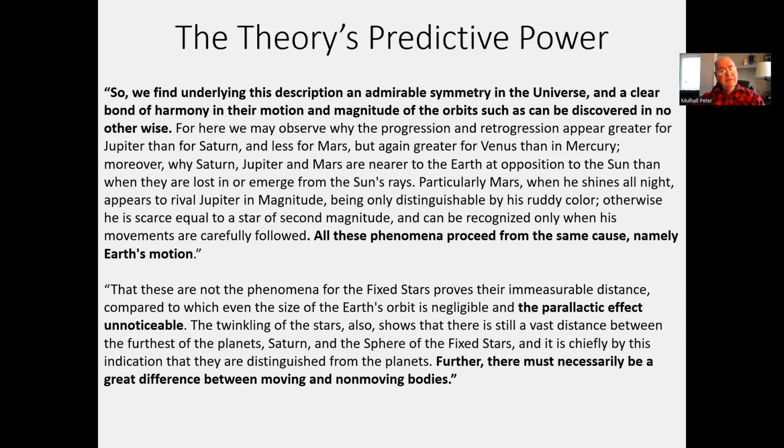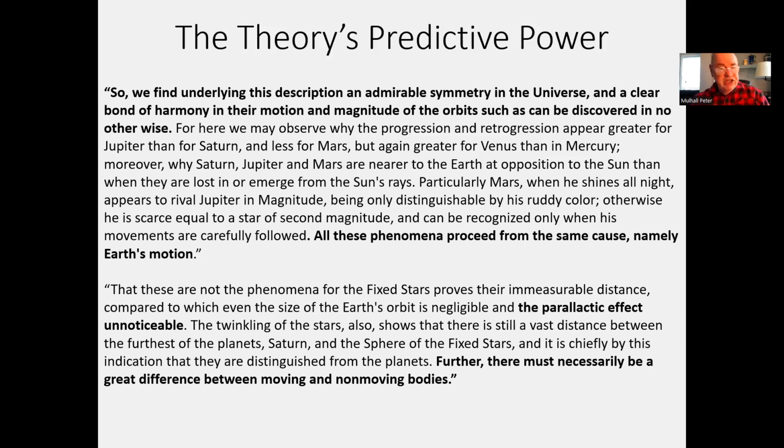The sentence comes out a little bit opposite. What he's saying is the planets twinkle and the stars don't. And I'm sorry, the opposite. Planets don't twinkle, but the stars do. And it's chiefly by this indication that they are distinguished from the planets.